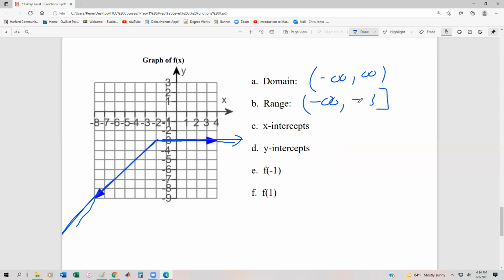For the x-intercepts, we don't cross the x-axis at all, so there are none. But where do we cross the y-axis? Right here at the point -3. In fact, we cross at this point 0, -3. If I were to ask what f at -1 were, then we just graph the point where x is equal to -1 on our graph, and that's going to be right here. And we just drop it down, and that's going to be at -3.